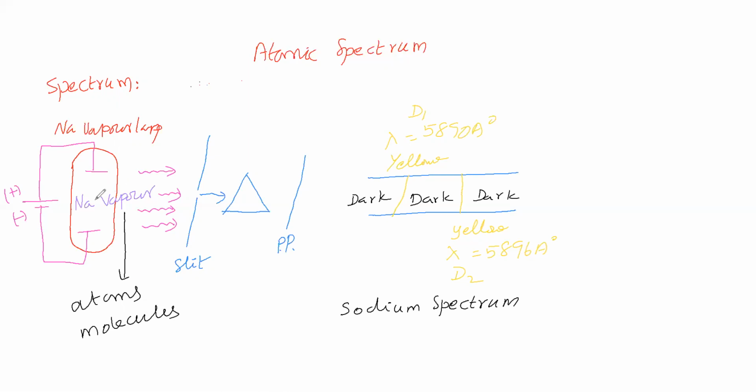In the sodium vapor, what are the discrete particles? Discrete particles means particles present in a separate manner. Now you are saying that the discrete particles in sodium vapor are atoms. We can say molecules also, but of which type? Monoatomic molecules. That means sodium vapor contains atoms.